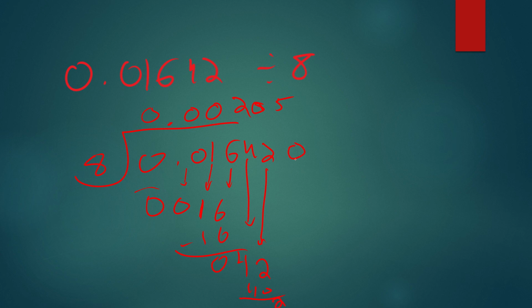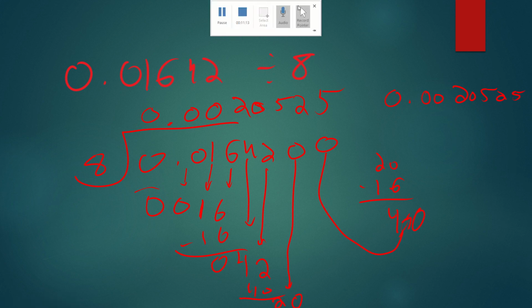Now we're going to add our first 0 in our dividend. We're going to get 20. 8 goes into 20 twice. Now we're going to get 20 minus 16. We're going to get 4. Now we're going to add another 0, and 8 goes into 40 5 times. My answer here is 0.0020525. So that's one way of doing it as well.